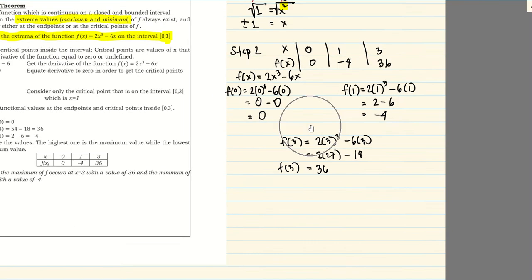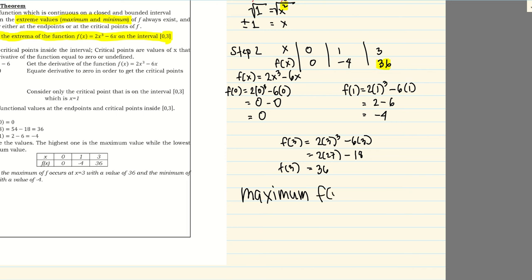So what we're gonna put here is the maximum. What is the maximum? The maximum is this one, right? Because it is the biggest of the three. So the maximum is when f of x is equal to 36 when x is equal to 3. And then our minimum is f of x equals negative 4 when x equals 1.